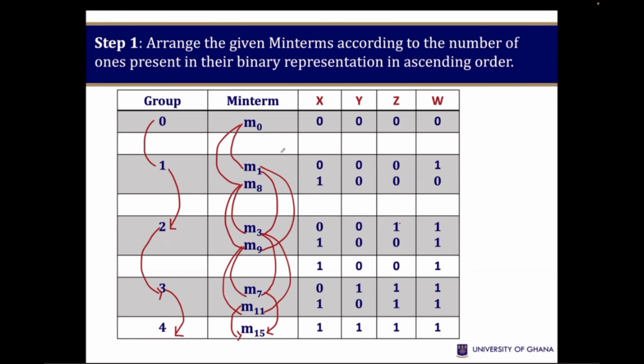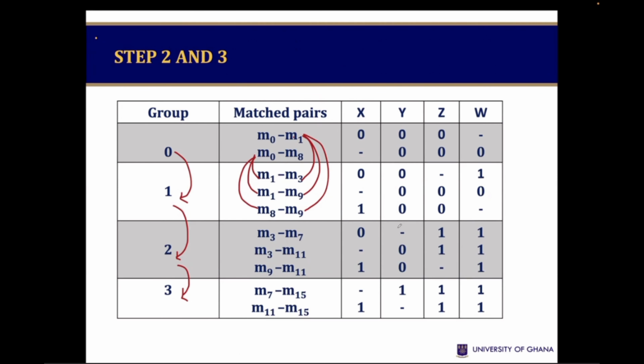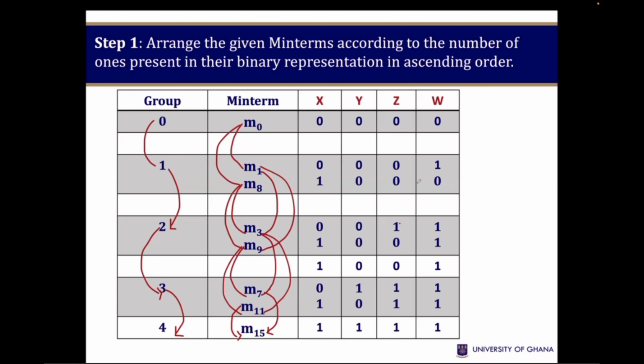Now let's look at M1, M3. They differ at Z. Yes, sir. So M1, M3 differ at Z. So you have 0, 0. Good.